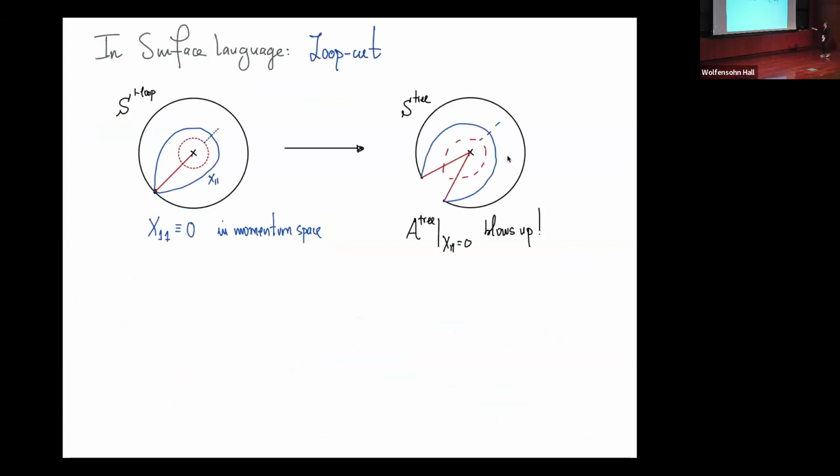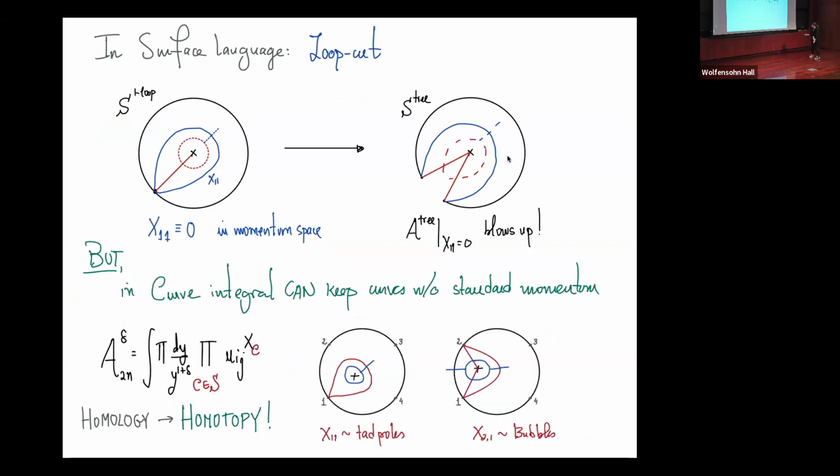So let me just quickly recast this problem in the surface language. This loop cut is the cut that I get when I cut my surface open via one of these curves that connects to the puncture. So I get a tree surface on this side. And the divergence comes from the fact that this curve, x11, has to be set to 0 in momentum space. It's the curve corresponding to the tadpole. So here I have something divergent.